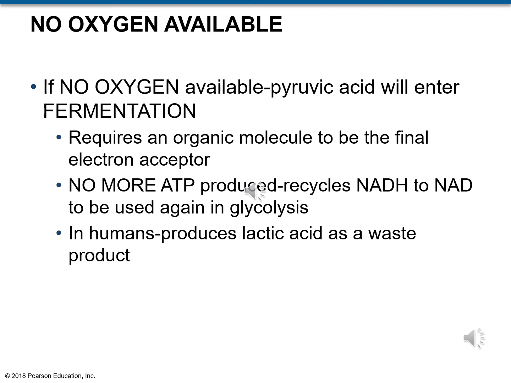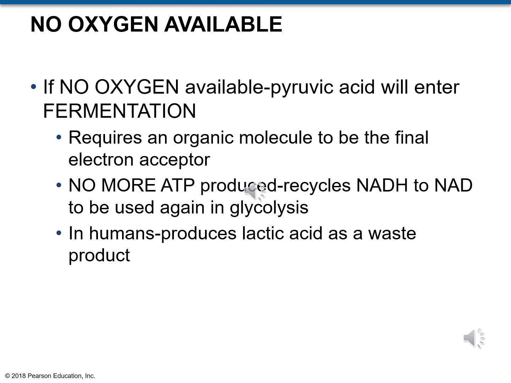When you get to the end of glycolysis, the pyruvic acid can either enter into fermentation if there is no oxygen available, or it can go into cellular respiration if oxygen is available. Now, oxygen might not be available because you're an anaerobic organism, or just because right at that moment there isn't any oxygen making its way to the cells.